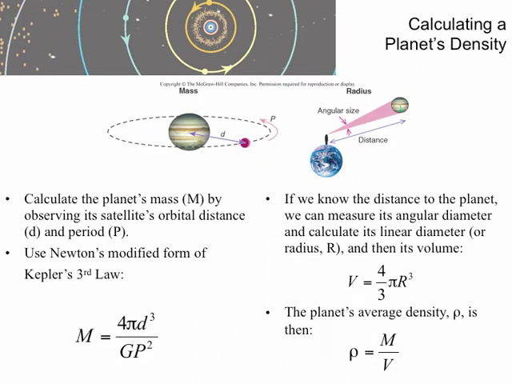Now, you're not going to be held responsible for these equations here, but we can determine something about the density of a planet even without actually visiting it or being able to weigh it directly. We can do this, first of all, by using Kepler's third law to determine the mass of the planet. Notice that this is called Newton's modified form of Kepler's third law.